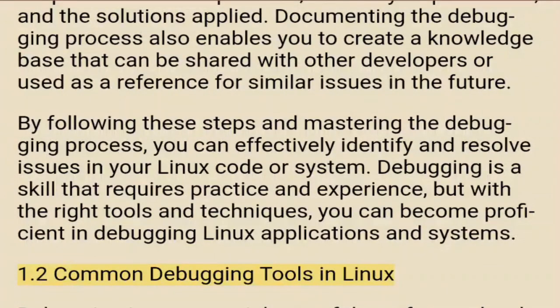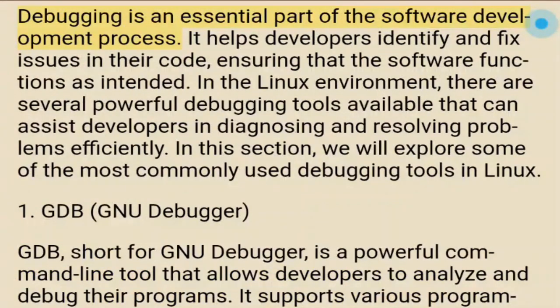1.2 Common debugging tools in Linux. Debugging is an essential part of the software development process. It helps developers identify and fix issues in their code, ensuring that the software functions as intended. In the Linux environment, there are several powerful debugging tools available that can assist developers in diagnosing and resolving problems efficiently. In this section, we will explore some of the most commonly used debugging tools in Linux.